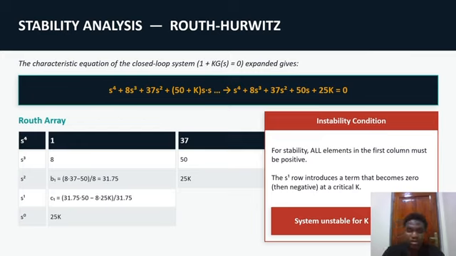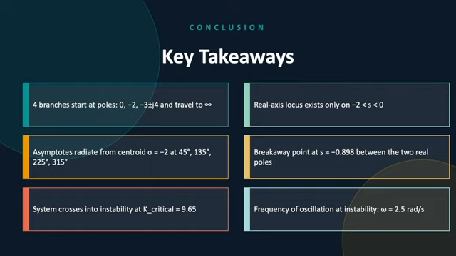Thank you very much. The branches then travel to infinity. We can also see that the real axis locus exists only for negative 2 less than s less than 0. From there, we also see that the frequency of oscillation at the stability limit, omega, is equal to 2.5 radians per second, and the system crosses into instability at k critical of 9.65. So this is the end of our video. Thank you for watching. Bye.